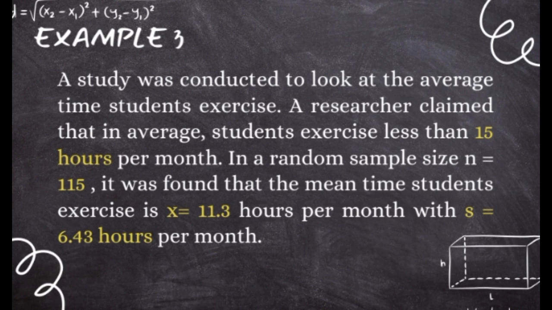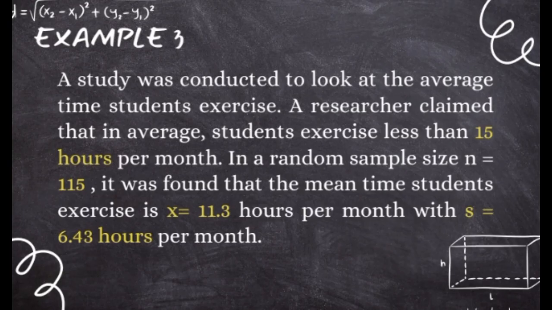Example number 3. A study was conducted to look at the average time students exercise. A researcher claimed that on average, students exercise less than 15 hours per month. In a random sample of size n equals 115, it was found that the mean time students exercise is 11.3 hours per month with s equals 6.43 hours per month.